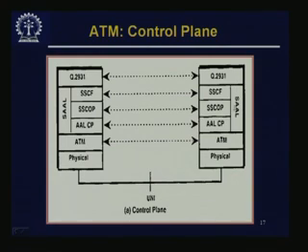So, if you look at the control plane stack, we have this Q.2931 sitting on this SSCF, this SAAL, that means signaling ATM adaptation layer, which again sits on the ATM layer, which again sits on some physical layer. So, there is a virtual link between ATM and ATM, AALCP and AALCP and so on, as usual in a stack from the source to the destination or from one hop to the other, all right.